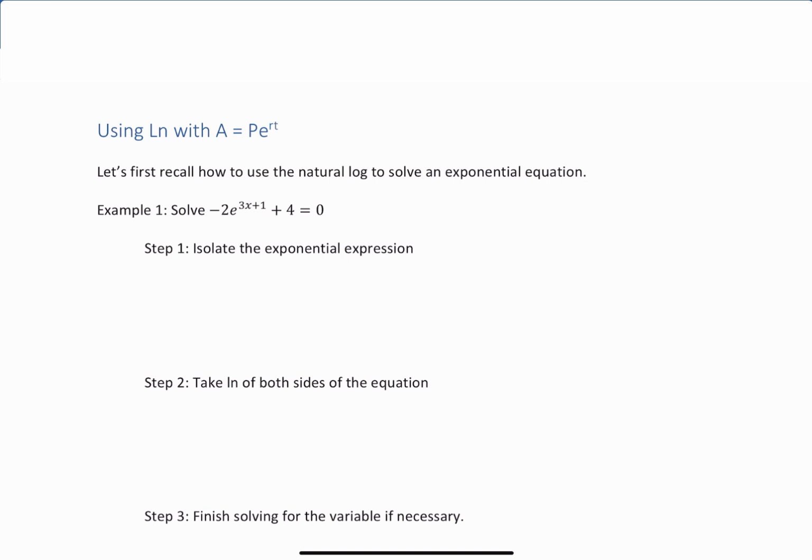Before we actually work with the A equals P e to the rt equation, let's first just recall how to use the natural log to solve an exponential equation. So example 1 says solve minus 2 e to the 3x plus 1 plus 4 equals 0. Remember, this is called an exponential equation.